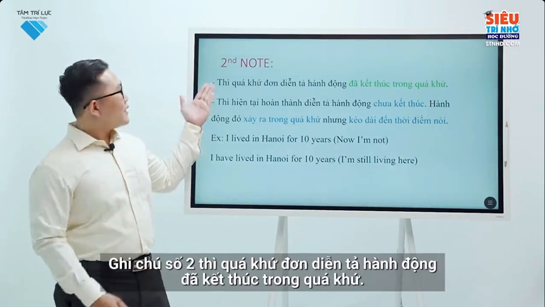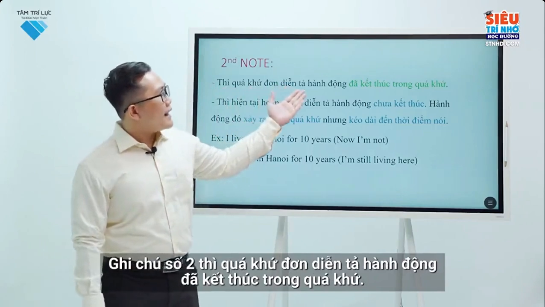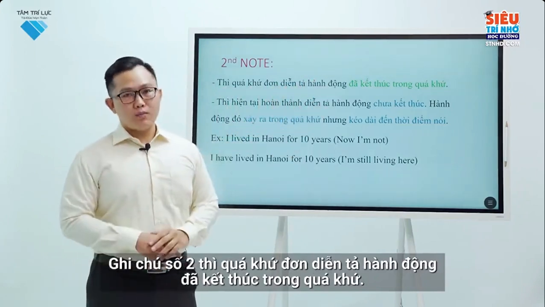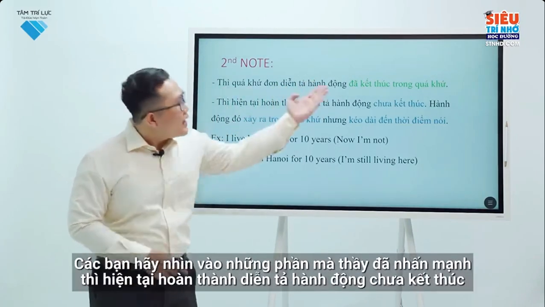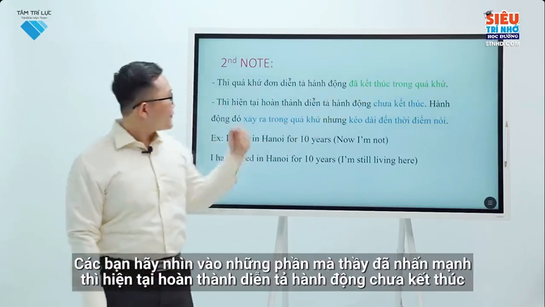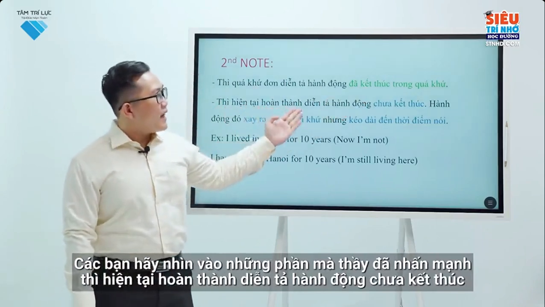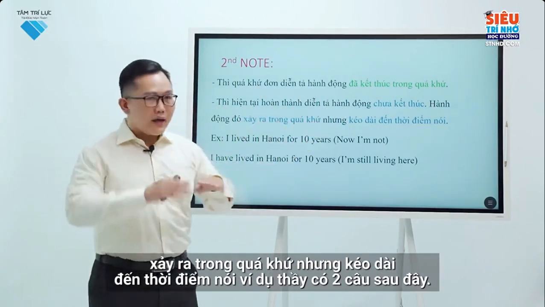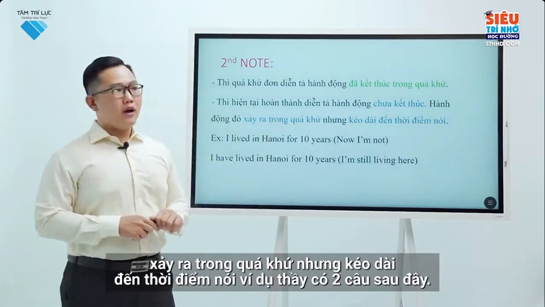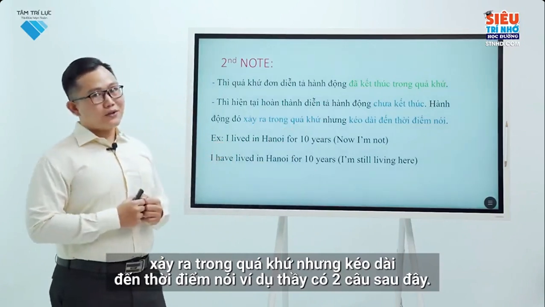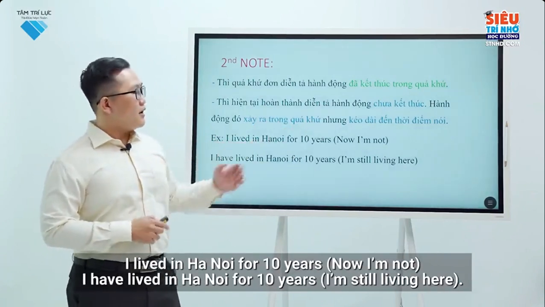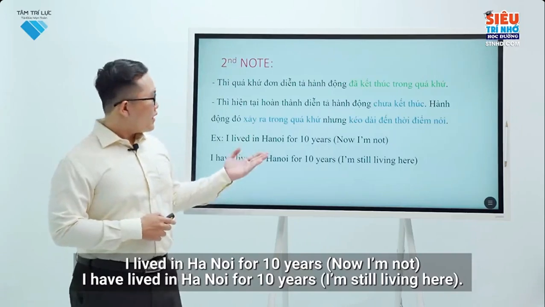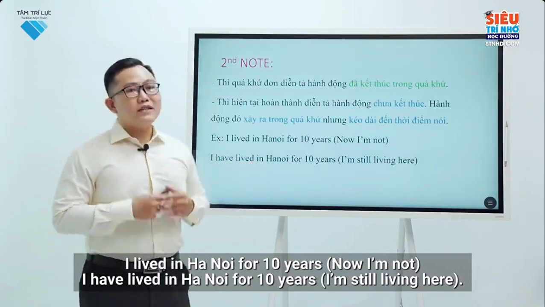The second note is that the simple past tense expresses the event finished in the past. Now look at the emphasized point I made. You can see that the present perfect tense expresses the event that happened in the past, but continues to happen now. Here I have two examples. I lived in Hanoi for 10 years. I have lived in Hanoi for 10 years.